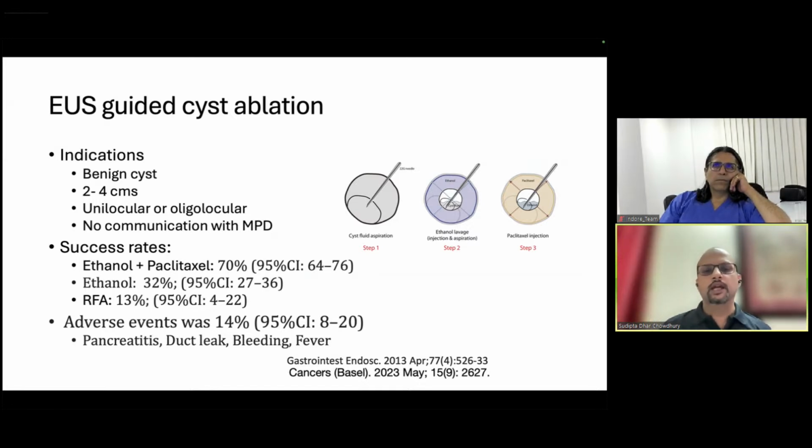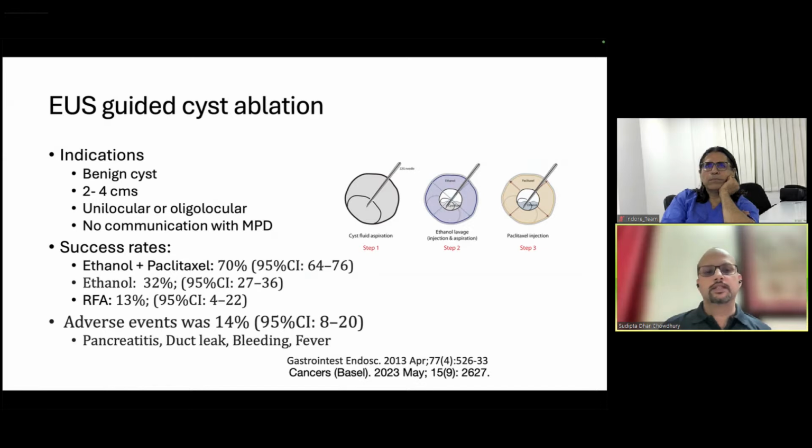The primary indications for this are that the cyst should be a benign cyst of maximum 2 to 4 centimeters, unilocular or oligolocular, and there should not be any communication with the main pancreatic duct. Because if you inject alcohol and there's an MPD communication, there is a high risk the patient will develop pancreatitis.